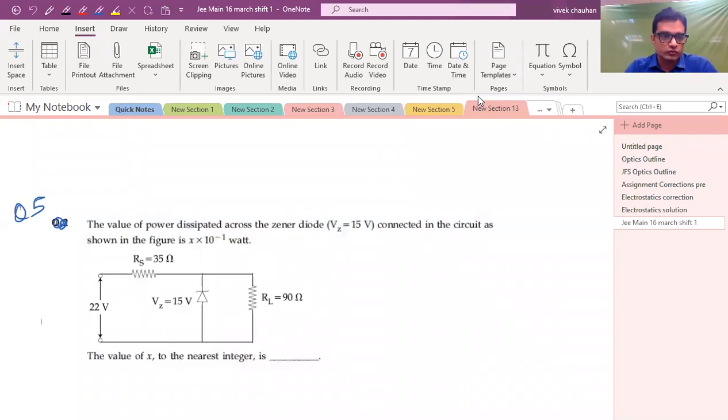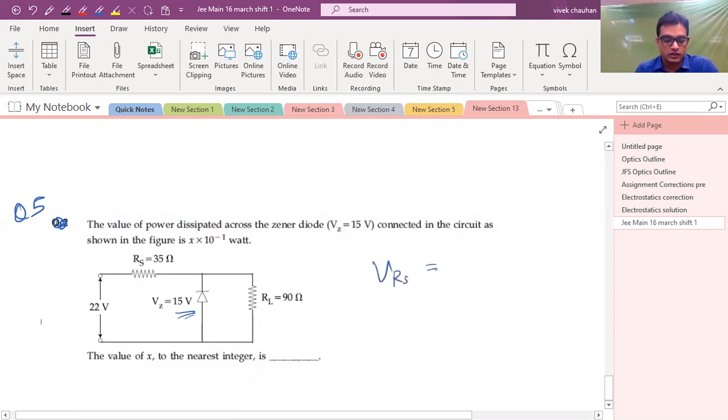I have selected one more question here. This will be our question number 5. Here it is given that the total potential difference across the circuit is 22 volt, and also the potential difference across the Zener diode is 15 volt. So from this we can say that the potential difference across RS, VRS, will be equal to 22 minus 15, because 22 is the total potential difference and 15 is the potential difference across the Zener diode. So this is 7 volt. So across RS the potential difference is 7 volt.